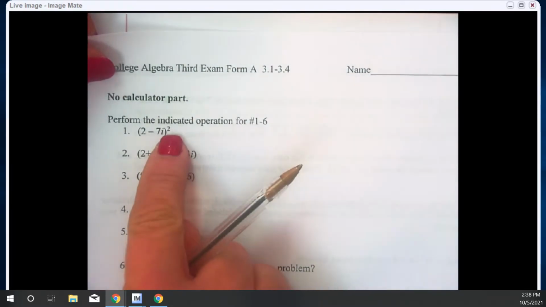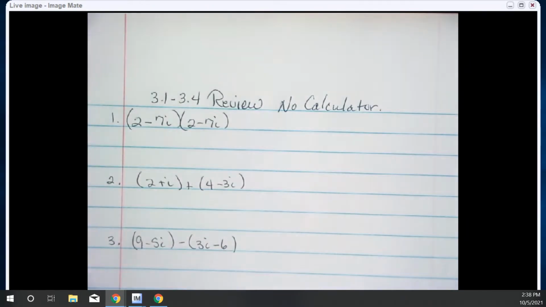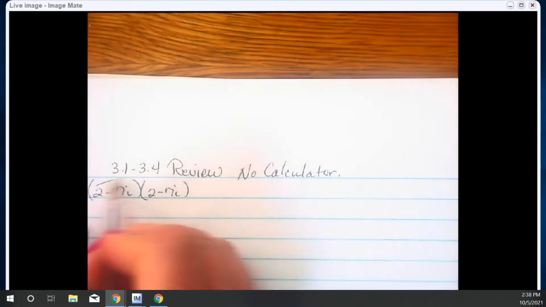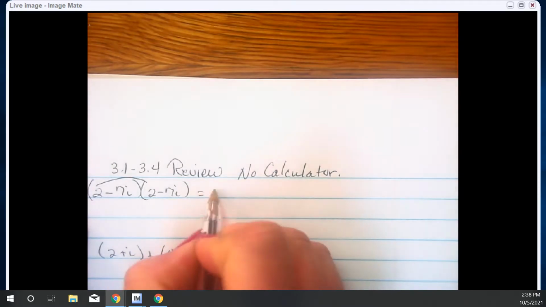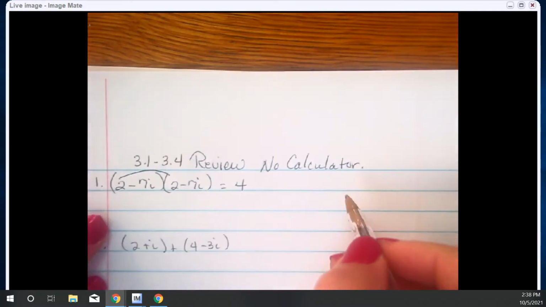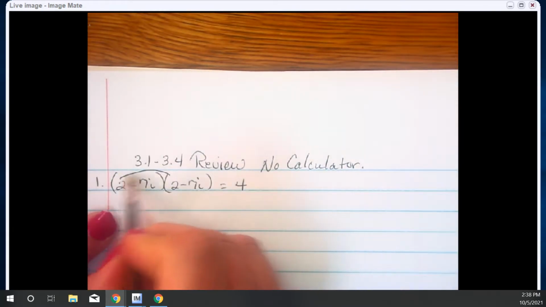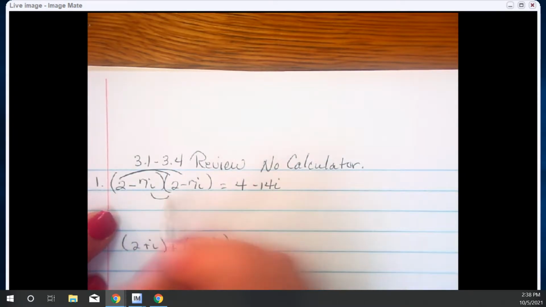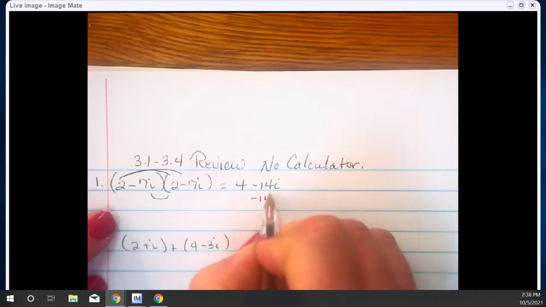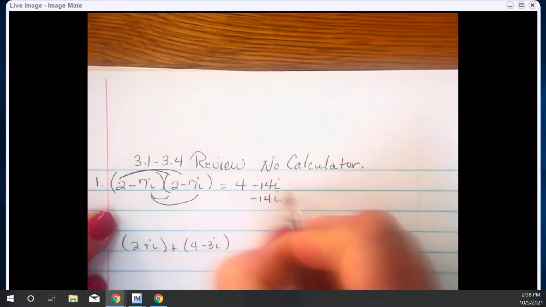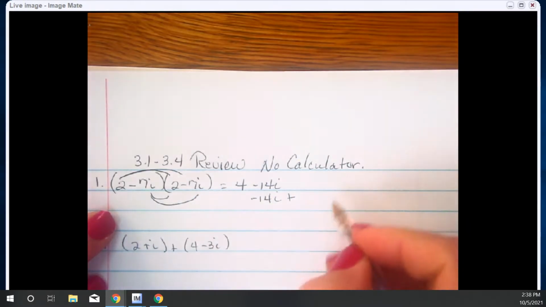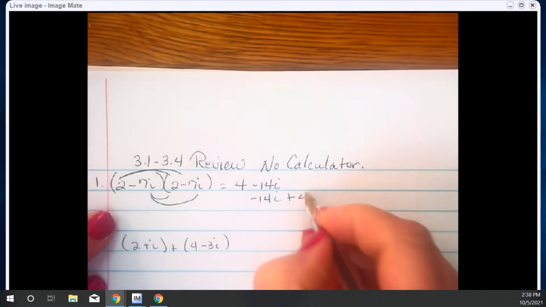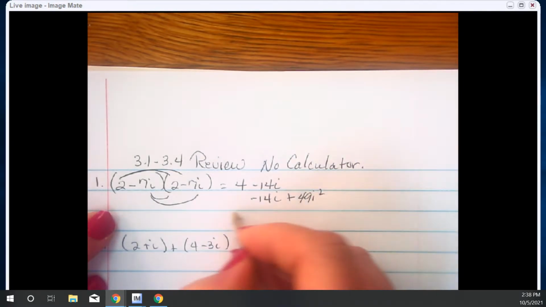Well, what does that square mean? It means that 2 minus 7i is written twice. And then you're just going to FOIL like you did since you were in Algebra 1. 2 times negative 7 is a negative 14i. Negative 7 times 2 is a negative 14i. Negative times negative is a positive. 7i times 7i is 49i squared.